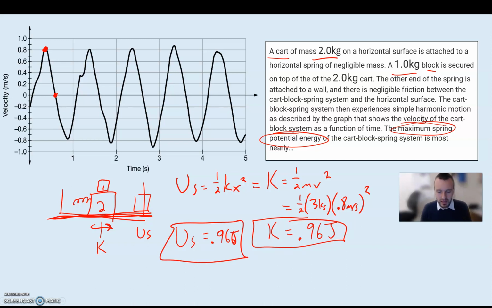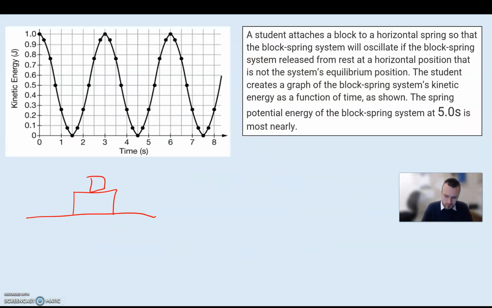Let's move on to the next question. We saw that energy works for simple harmonic motion. Here we have a block to a horizontal spring. Again, we just love these horizontal springs, don't we? Now it's just a block, so unlike the last one, we have something on top. As the student creates a graph of the block spring system's kinetic energy, what kind of graph is it? Always ask those questions. As shown as a function of time.